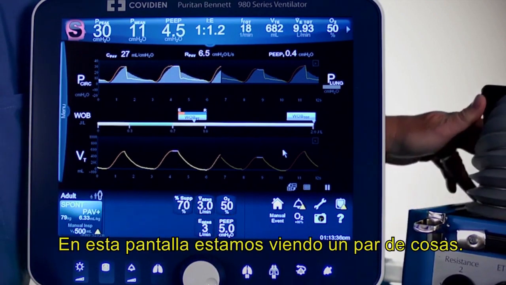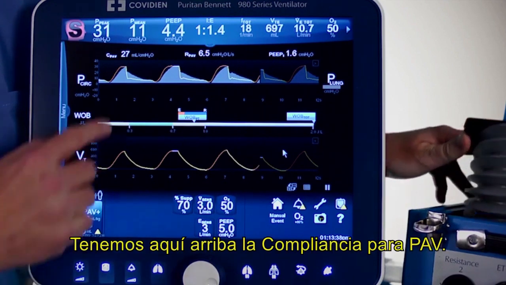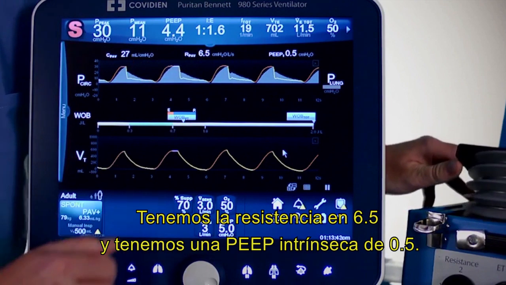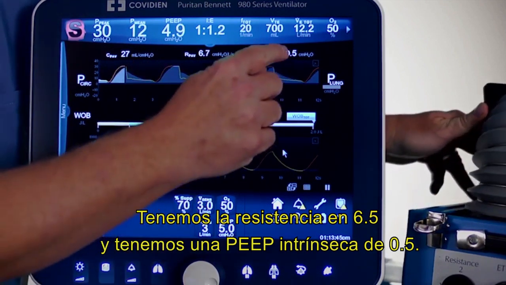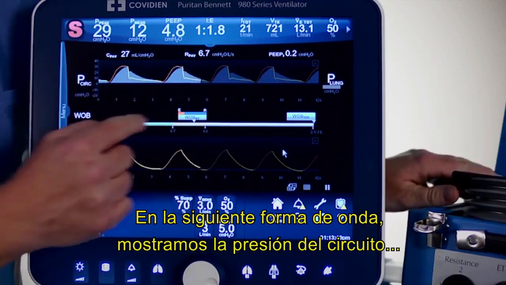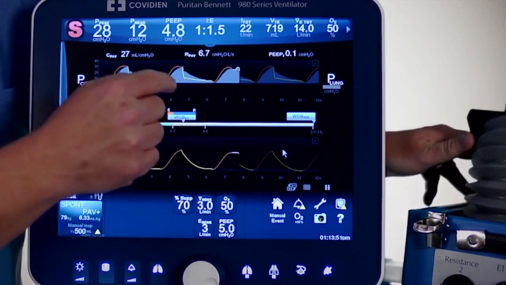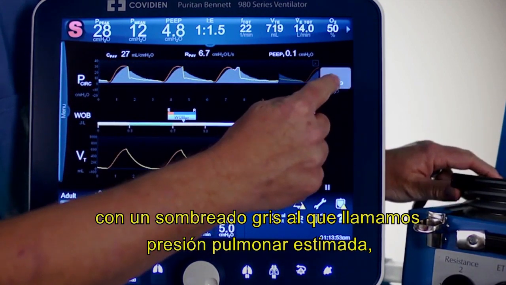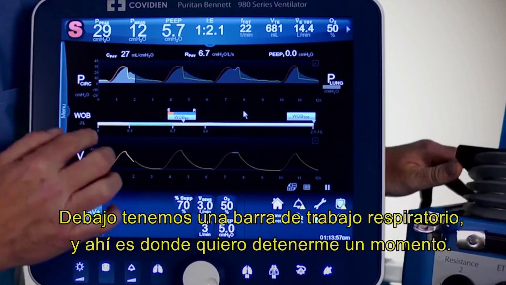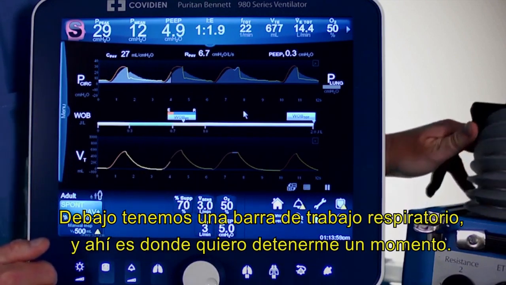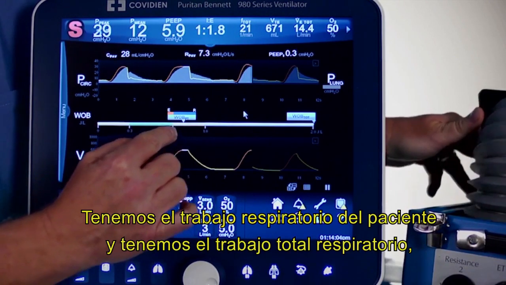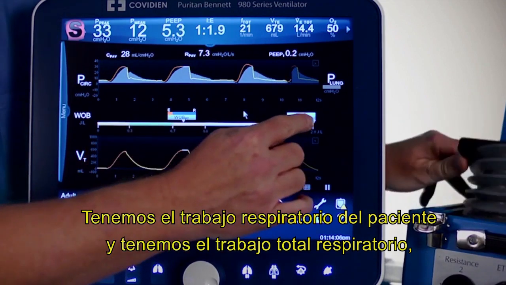Now on the display here we're seeing a couple things. We've got up on the top compliance for PAV, we have the resistance 6.5, and we have the intrinsic PEEP of 0.5. On the next waveform we're showing basically the circuit pressure with a gray shadowing of what we call estimated lung pressure. Down below that we have a work of breathing bar, and that's where I want to spend a little bit of time here. So we have two kinds of work of breathing. We have the patient work of breathing and we have the total work of breathing.